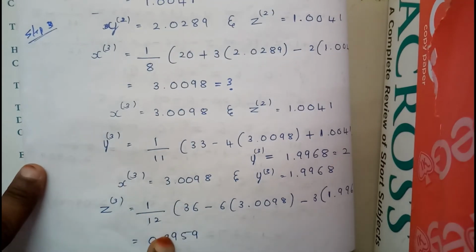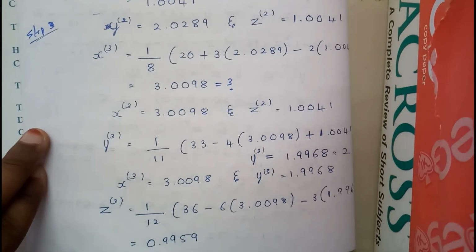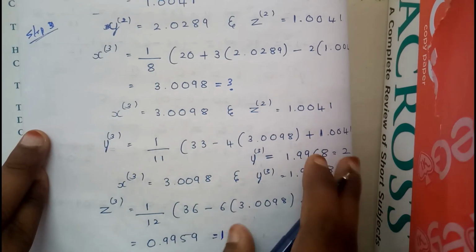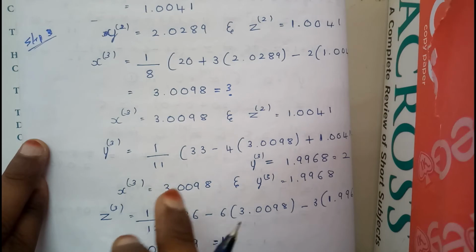And similarly z3 is equal to 1/12 times (36 minus ...). We solved that and we got a value which is approximately equal to 1. So these are the three values of x, y, z: x equal to 1, y equal to 2 and z equal to 3.